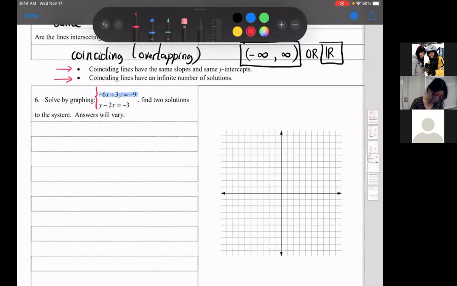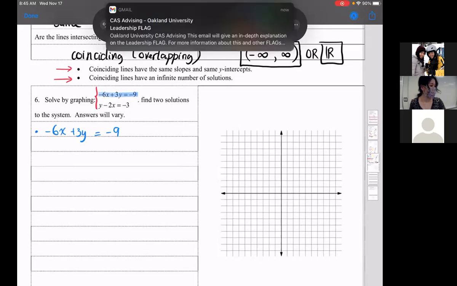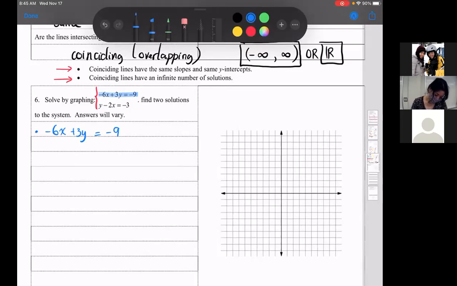All right, the blue one. Negative 6x plus 3y equal negative 9. How about you do this? I want to walk around and see how you guys do.